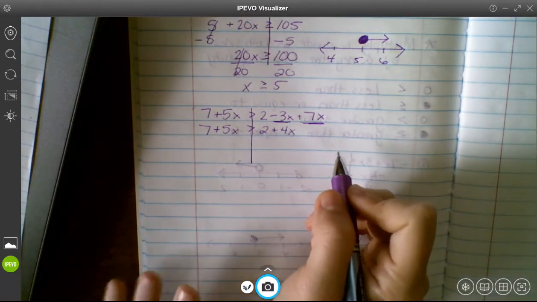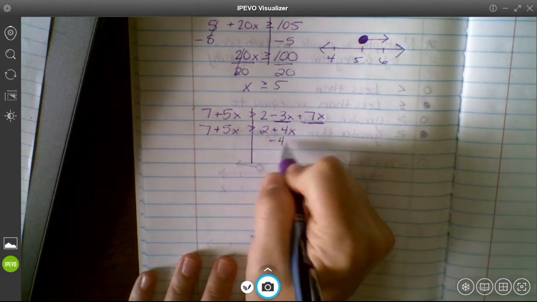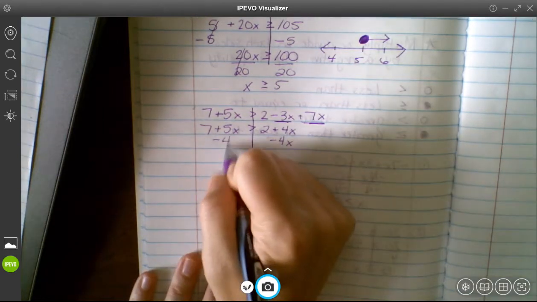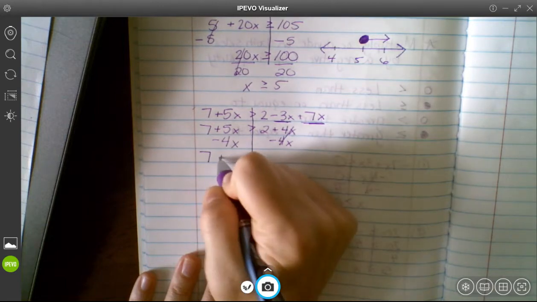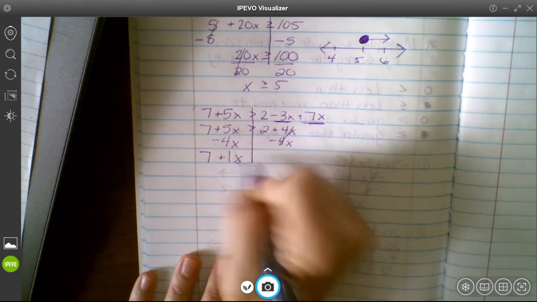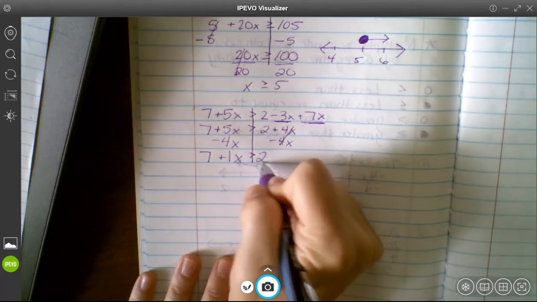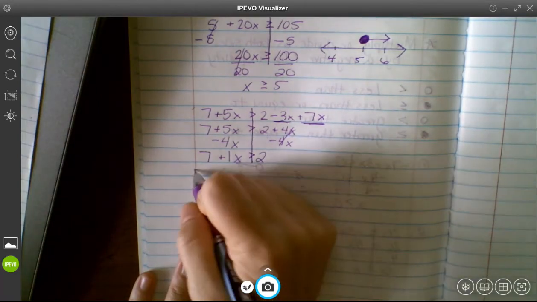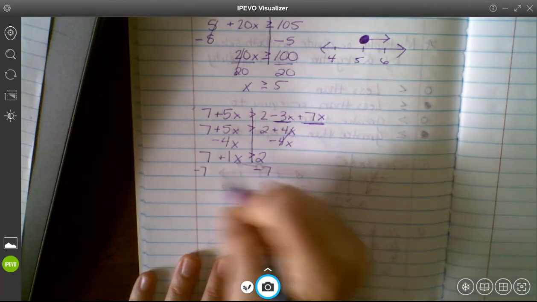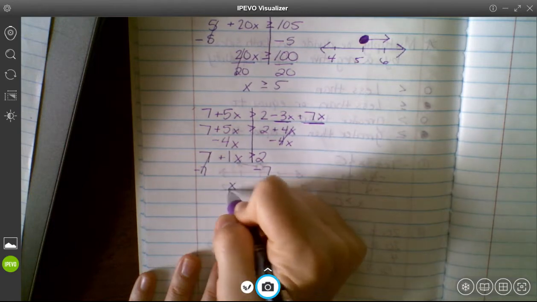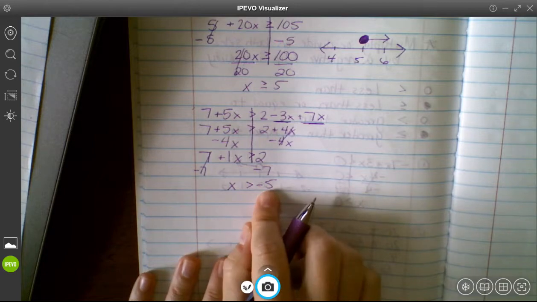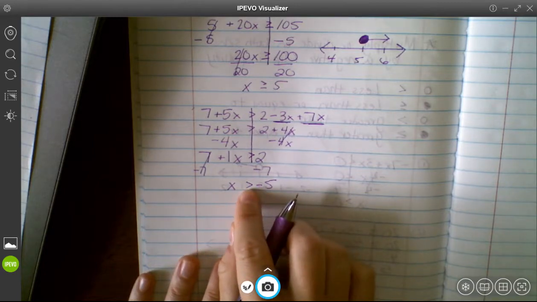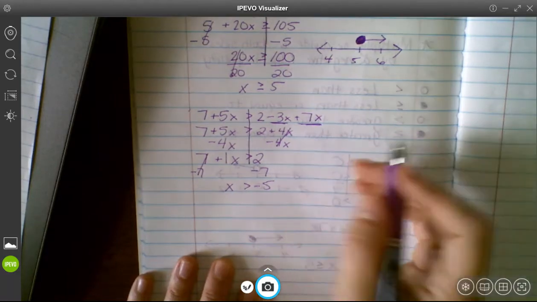And then you guys know I like the variable on the left, so I'm going to minus the 4x, minus the 4x. So that gives me 7 plus x, or 1x, is greater than 2. So I'm going to subtract the 7. So x is greater than negative 5. Yes, this answer is negative, but I did not flip my inequality sign because I did not multiply or divide both sides by the negative.